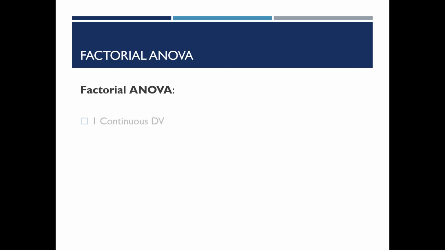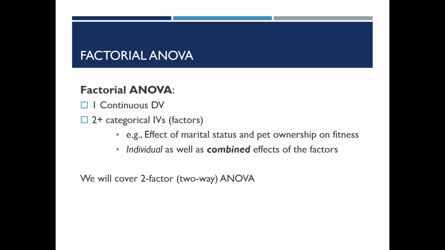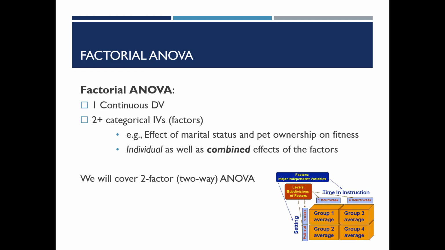Factorial ANOVA still has one continuous DV. However, this time it has two or more categorical IVs, or factors. For example, you might look at the effect of marital status and pet ownership on fitness, and then look at the individual as well as the combined effects of those two factors. In this course, we will cover the two-way ANOVA, so you might have two independent variables and look at the mean differences created by the two factors.